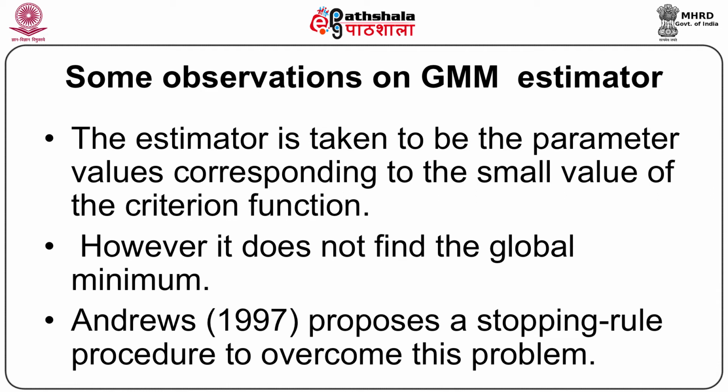So the estimator is taken to be the parameter value corresponding to the small value of the criterion function. However, it does not find the global minimum. Andrews 1997 proposes a stopping rule procedure to overcome this problem.